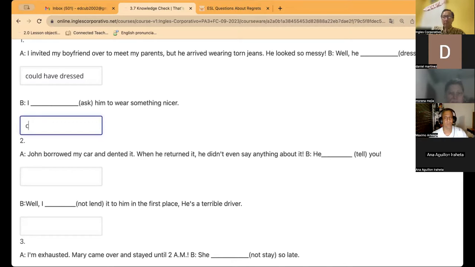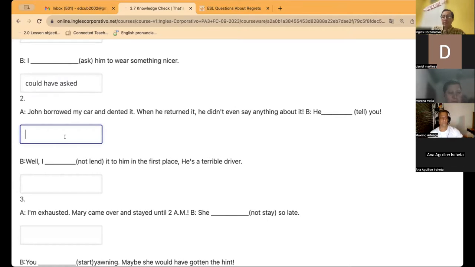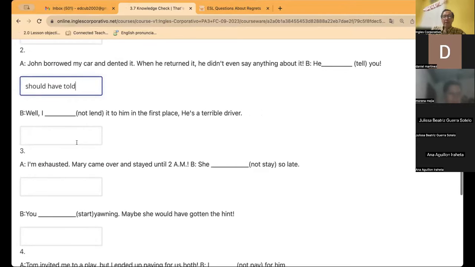I could have asked. Okay. I could have asked him to wear something nicer. Number two. Should have told. Should have told. Okay. Letter B. Well, I wouldn't have lent. Okay. I wouldn't have lent. Good.